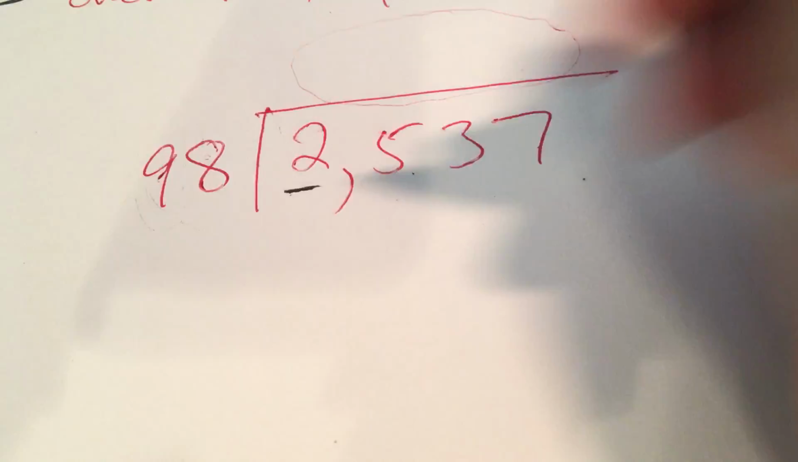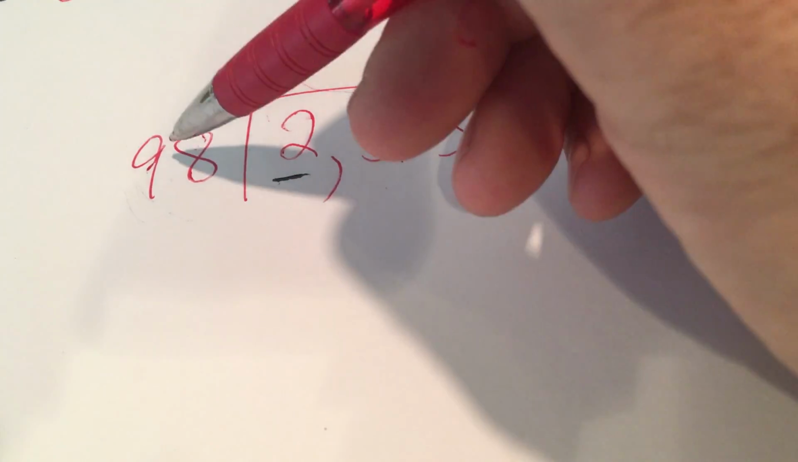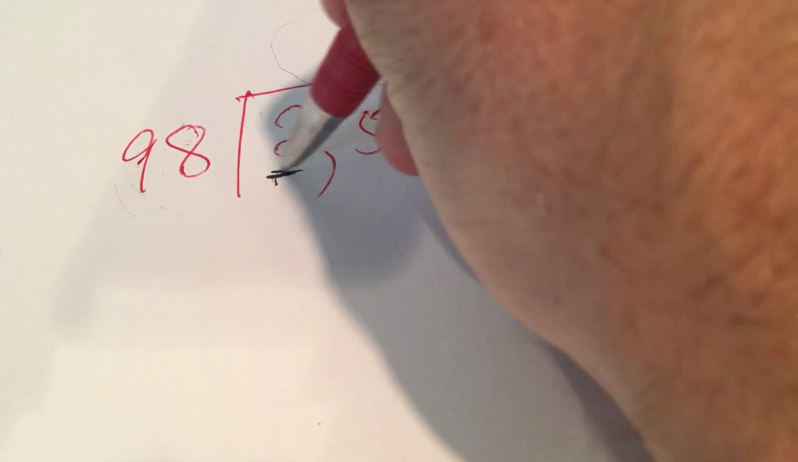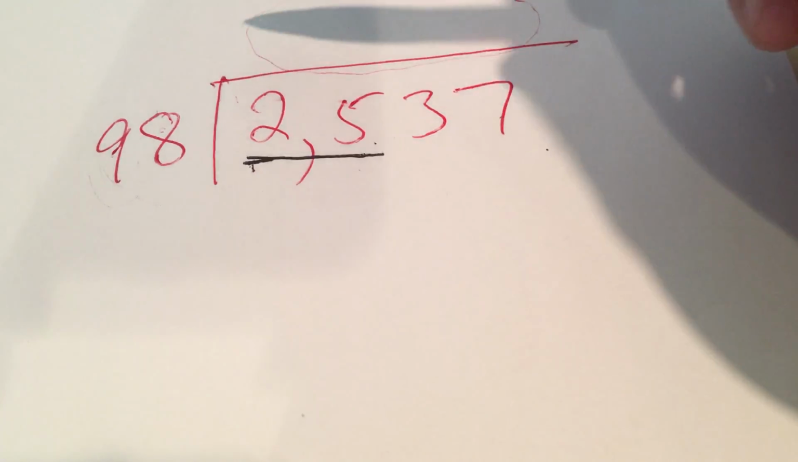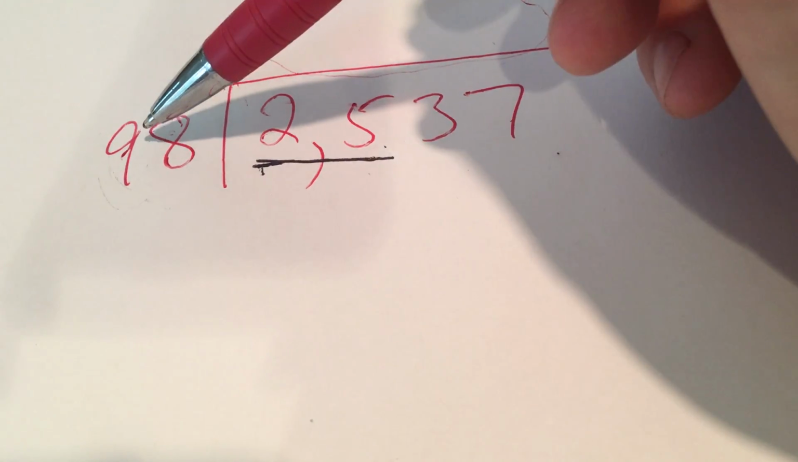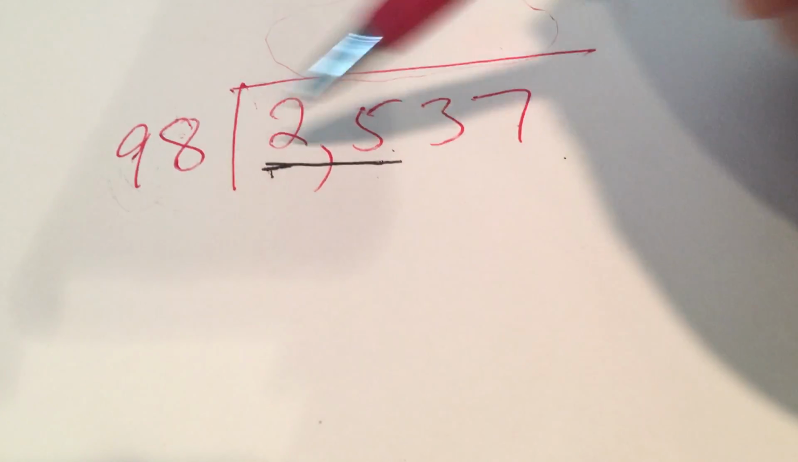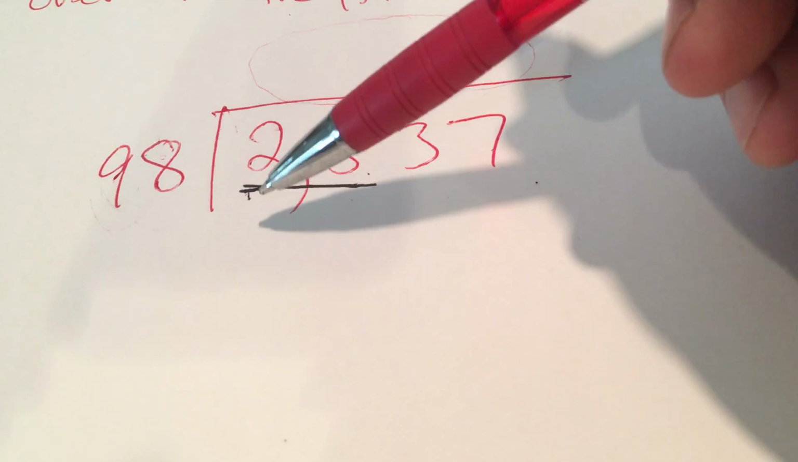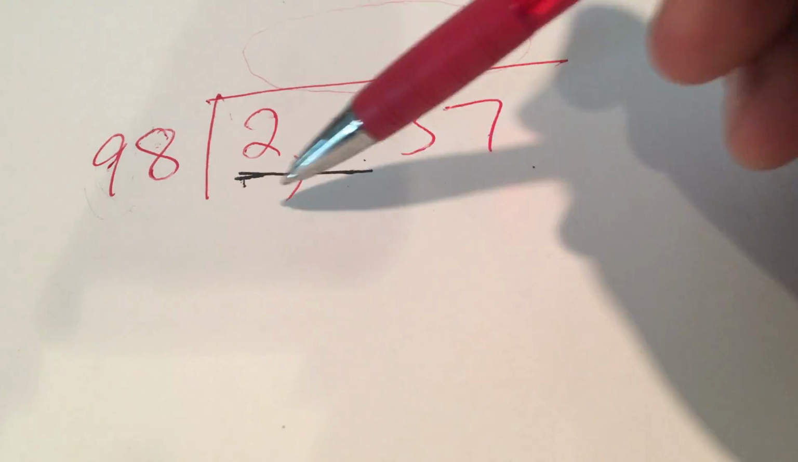Okay, so if we had 2,537, we have 98 groups we're making, right? There's only 2,000, so you can't put 1,000 into each one of those 98 groups. So we're going to combine it with the hundreds. So now we have 25 hundreds. Again, you can't put 1 into each group because there's 98 and we only have 25 hundreds, right? So if you had 98 groups, you can't put even 100 into each group because that would be 9,800. We only have 2,500.